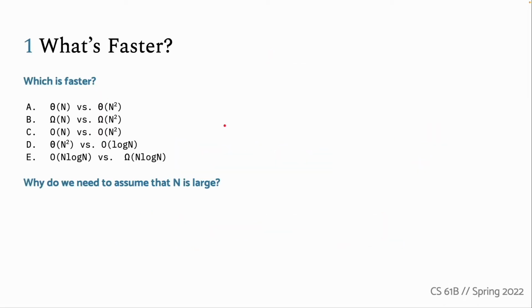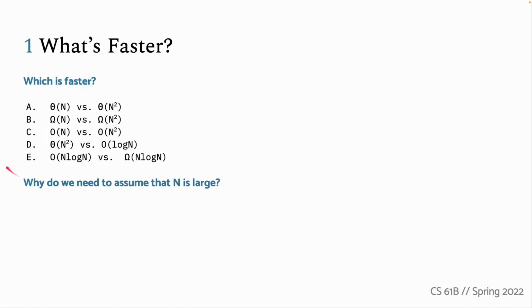Let's get into the worksheet. So this time we are going to talk about what is faster, and keep in mind that it isn't always the case that we know for sure which one is faster. So what's happening is, let's say we have two functions, one that is bounded by the things in the first column and one that is bounded by the things in the second column, and you're being asked, can you guarantee that one of these is always going to be faster than the other? And if so, which one? I'll give you a chance to think about it, and then we can go over it together. At the same time, we can also think about why we need to assume that n is large in these cases.